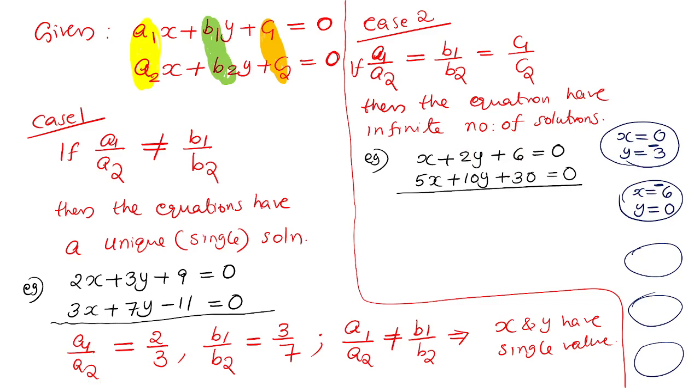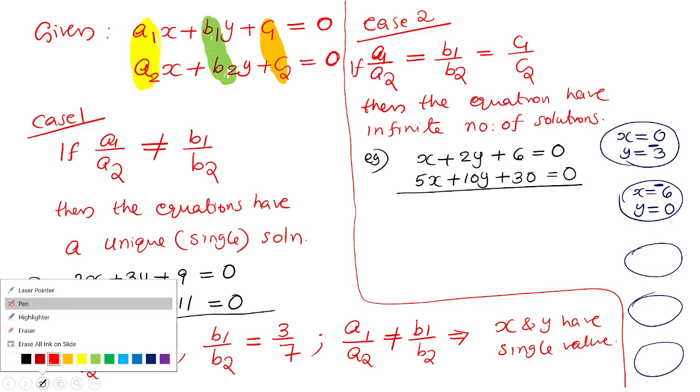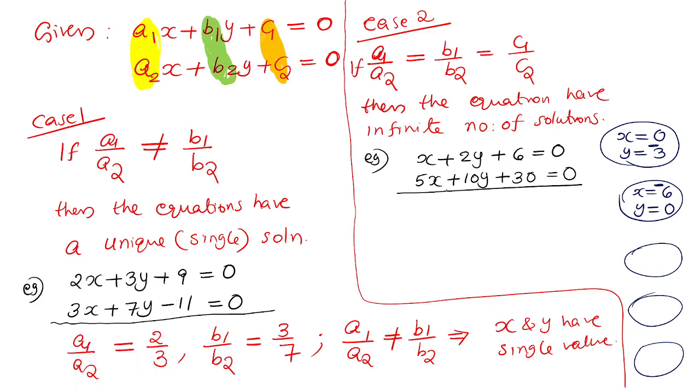So how will you verify that it has infinite number of solutions? You need not solve. I want only the nature of solution, whether it has a single solution or infinite number of solutions. So you just take the ratio, the first ratio.